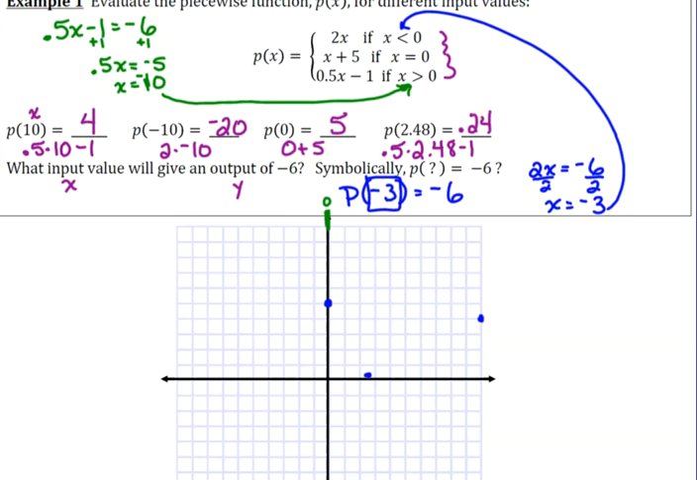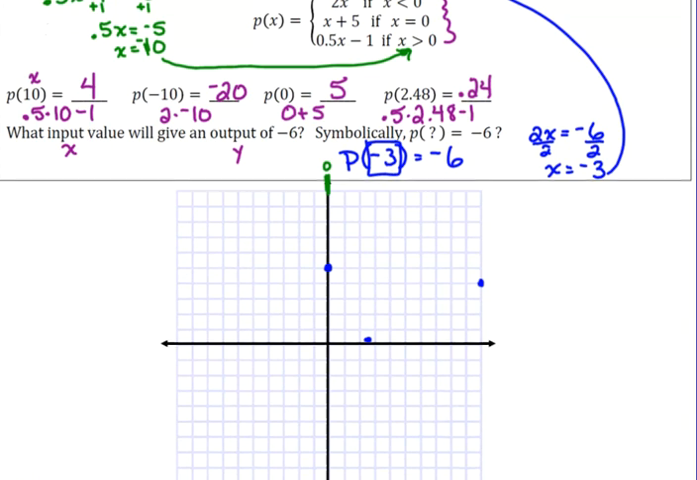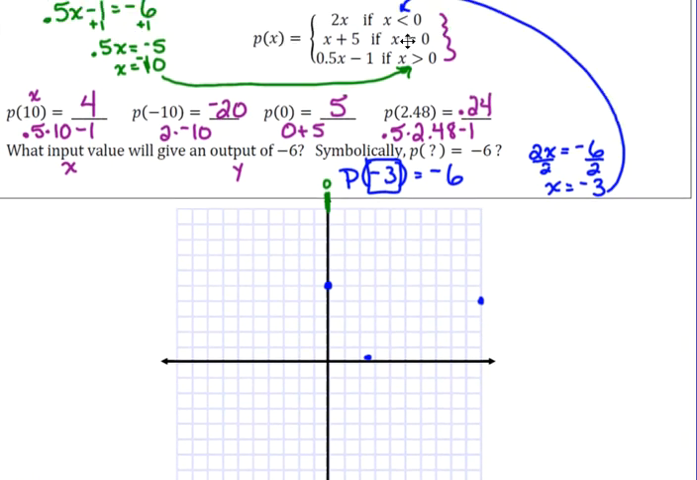Now, how am I supposed to put that on my graph? Here's what I do. Even though that does not have the equal to, it just says x is less than 0, I'm still going to plug 0 into that function. So 2 times 0 is 0. Since it did not have the equal to, that means I'm going to put an open circle at 0, 0.